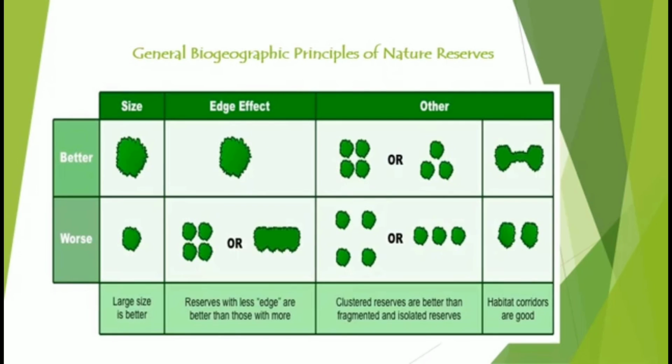General biogeographic principles of nature reserves: size, age effect, other. Large size is better. Reserves with less age are better than those with more. Clustered reserves are better than fragmented and isolated reserves. Habitat corridors are good.